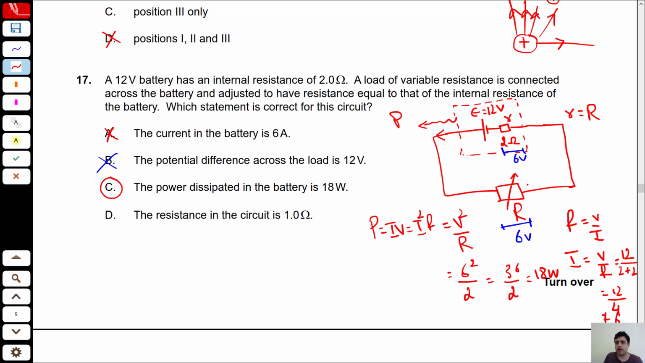Just for extra practice, what do you think is the power dissipated across the external resistor? Well, it's the same: V squared over R. How much is the voltage shared across the external resistor? 6 squared. And how much is its resistance? Its resistance is the same as the internal resistor, which is 2. So the answer is still 18 watt. So this one is also releasing 18 watt of power, and the battery is also dissipating 18 watt of power. Okay?